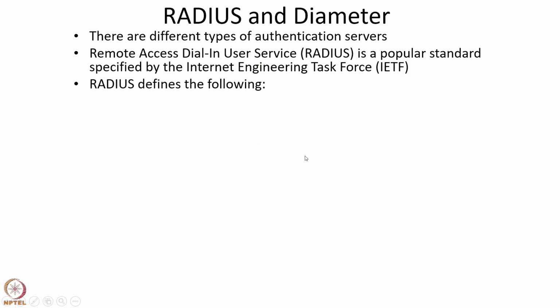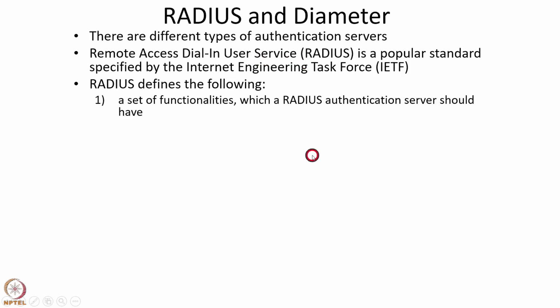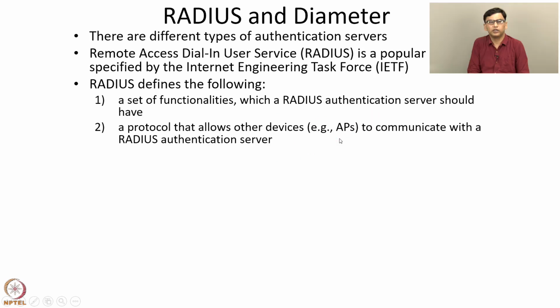Radius defines the following. One is a set of functionalities which a Radius authentication server should have. It specifies which functionalities the AS, or authentication server, should have, and Radius also defines a protocol that allows other devices such as access points to communicate with the Radius authentication server. Radius specifies not only the functionalities which the authentication server should have, but also how other devices such as access points can communicate with the authentication server.